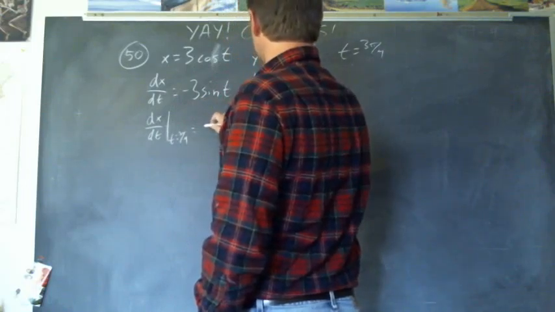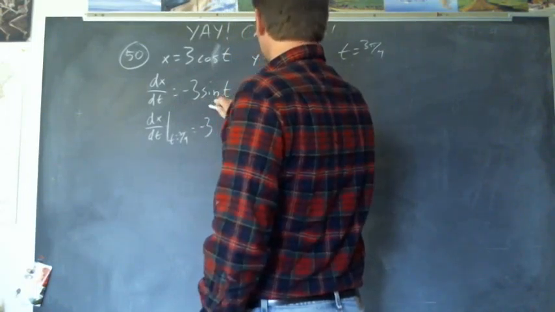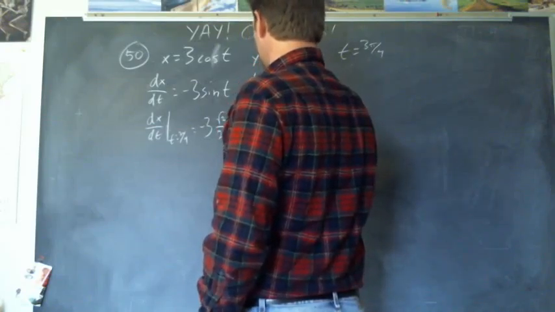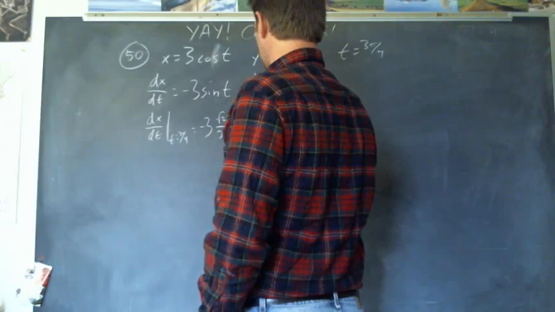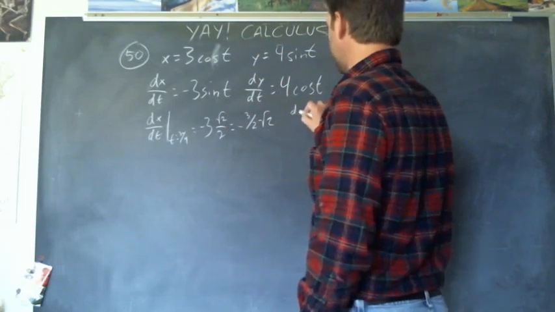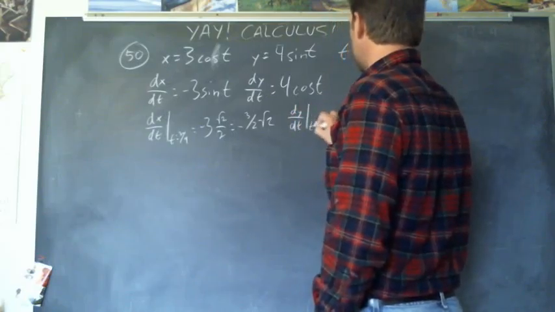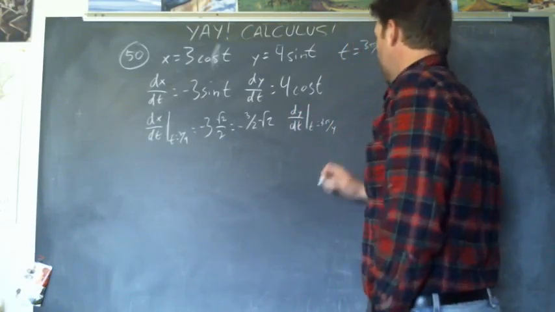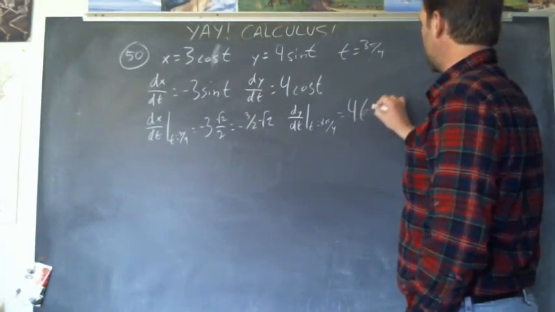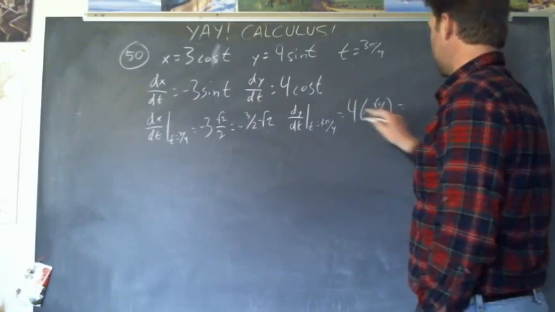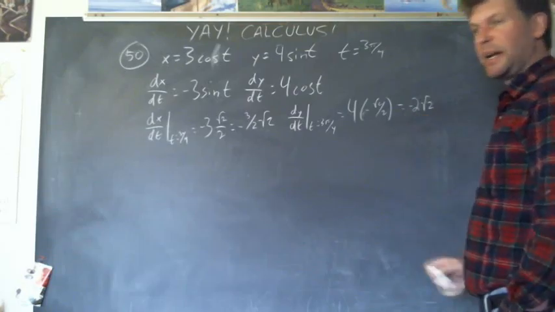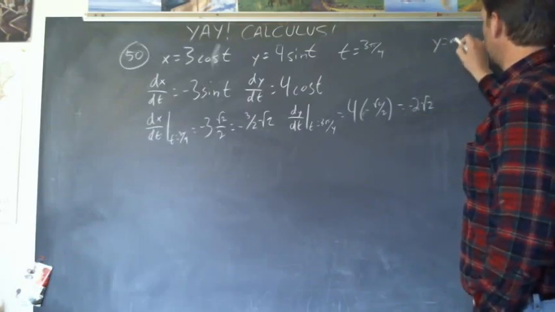It'll be negative 3 times sine of 3 pi over 4, which is radical 2 over 2, equals negative 3 halves radical 2. And dy/dt evaluated at t equals 3 pi over 4 gives me 4 times the cosine of 3 pi over 4, which is negative radical 2 over 2. These two cancel and we wind up with negative 2 radical 2. So just got that out of the way because we'll need it over here at y equals mx plus b.